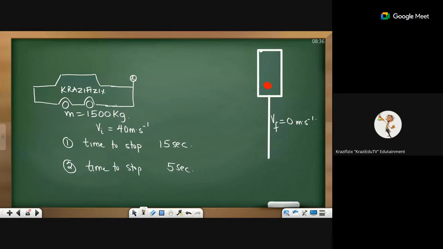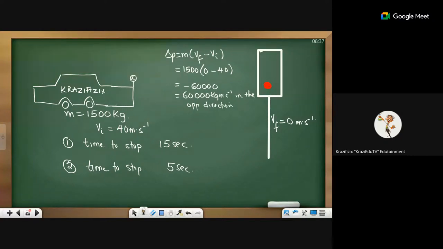Guys, do we agree that these two cars have the same change in momentum? Yes or no? Because when it comes to changing momentum, guys, we're not talking about time here. Great. So what is our change in momentum? Change in momentum is m(vf minus vi). What is our m? 1500. Final velocity will be what? 0 minus 40. And we know the answer would be negative. 4 times 15 is 60, so we have 60,000 kilogram meters per second in the opposite direction. We did that yesterday. Beautiful.